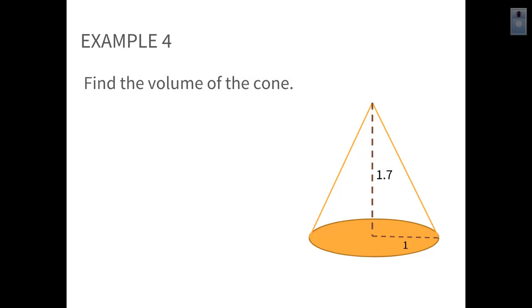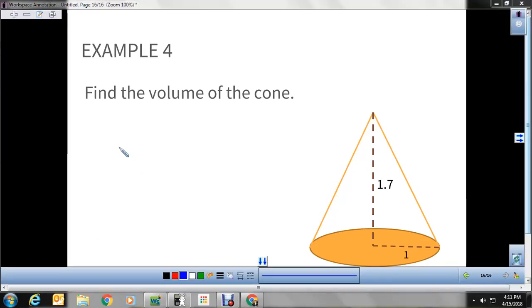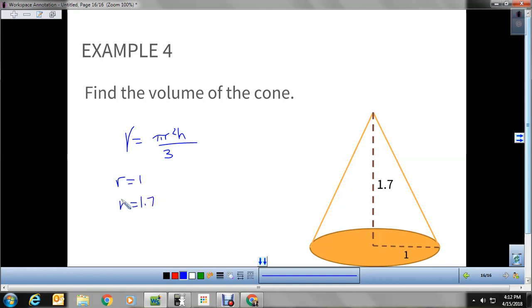All right, so look at example 4. Find the volume of a cone. Once again, in this cone we were given the true height and we're given the radius. So volume is going to be pi r squared times the height, over 3, divided by 3, or multiplied by 1/3. So we have the radius, which is going to be 1. We have the height, which is 1.7.